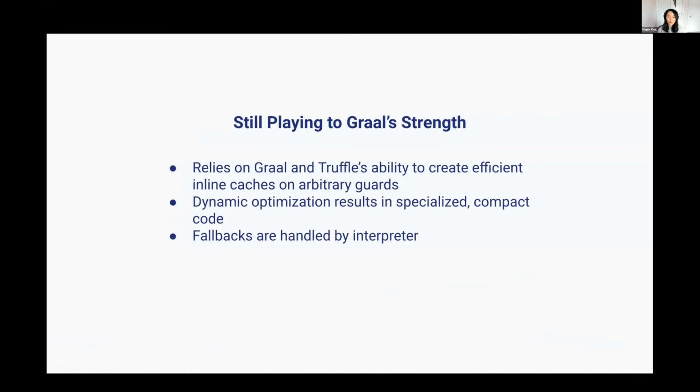That said, the implementation we've developed still plays to Graal's strengths. The way that the call target specializes based on the descriptor relies on Graal and Truffle's powerful ability to create efficient inline caches on arbitrary guards. Also, dynamic deoptimization means that the specialized code is compact, and the fallback case, where there is an unknown descriptor, can be handled entirely by the interpreter. We've done a proof of concept for the call target agnostic implementation of method arguments, and it is currently in the process of being merged into TruffleRuby.